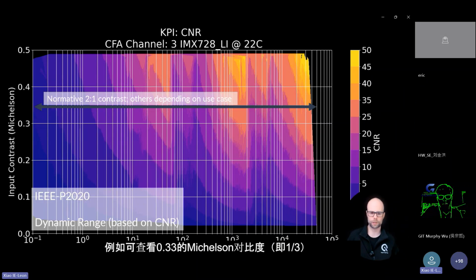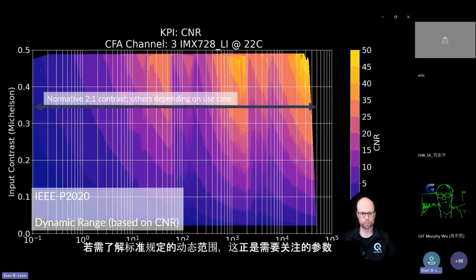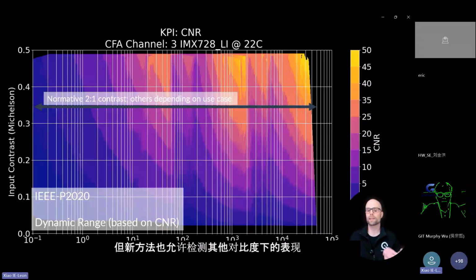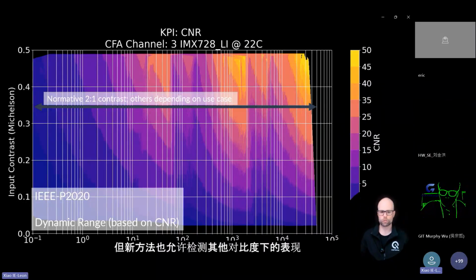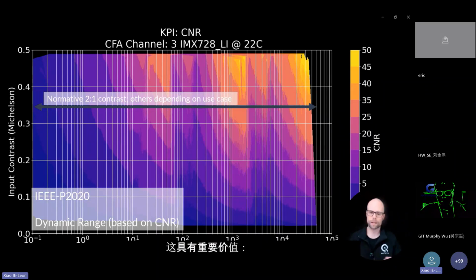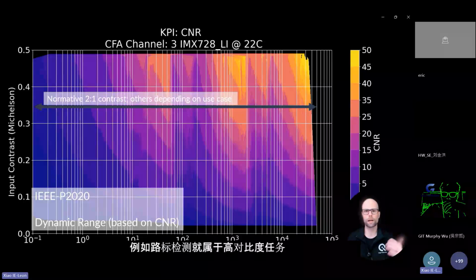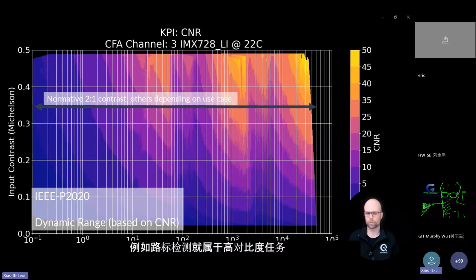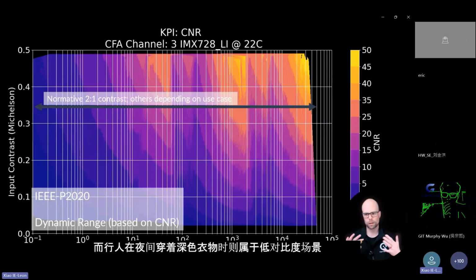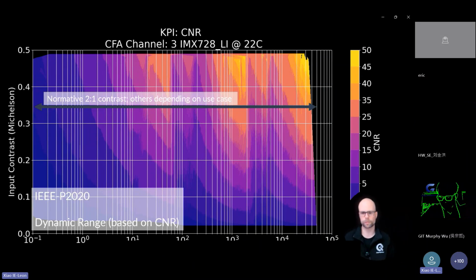So now you just have a look at a Michelson contrast of a third, so 0.33. That is where you need to look if you want to know the dynamic range according to the standard. But with this approach, you can also check at other contrasts. That is definitely a benefit, because a road sign detection is a higher contrast task than a pedestrian detection, where you need to detect a person with dark clothes at night time and so on. So that's a different test.